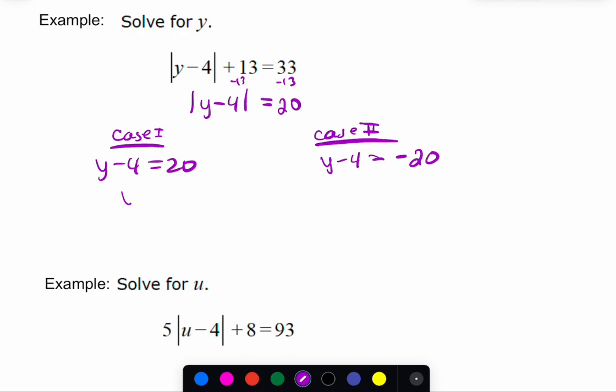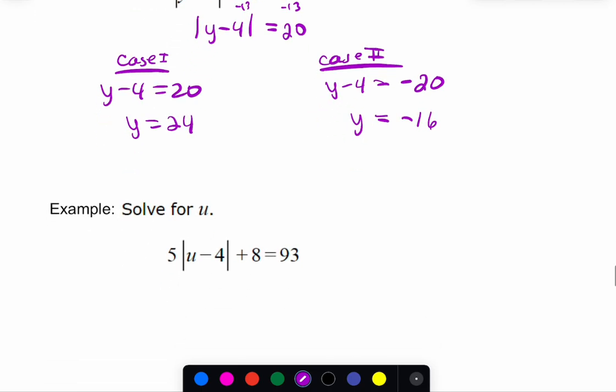So here, if I add 4 to both sides, I get 24. Here, if I add 4 to both sides, I get negative 16. So you will get 2 values many times. Think about our V. That is saying, where is the height 20? Well, if you look at your V, you could find that in 2 different places. One last one.